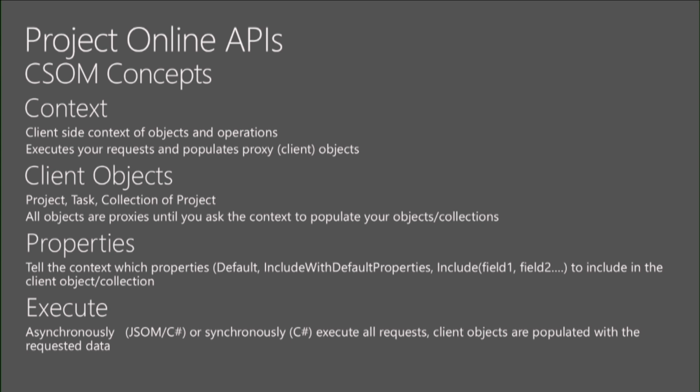In JSON and C#, there's an ability to say asynchronously. So JSON being a JavaScript model, everything's asynchronous, so you have to worry about callbacks. In C#, you can do either asynchronous or synchronous calls, which means your application will block until the call completes. And then once that call completes, you have all your objects populated with data.